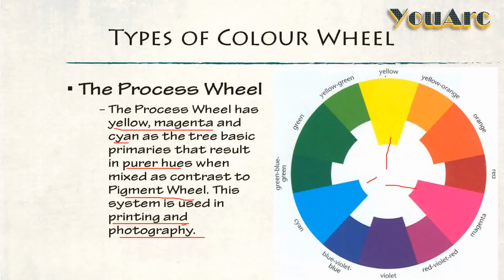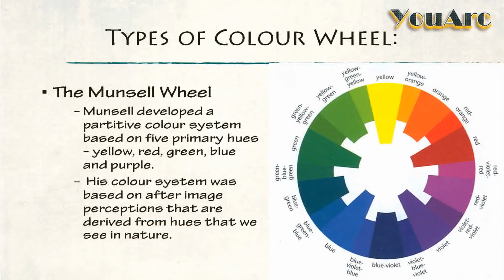So moving on to the next one, let's see what the Munsell color wheel is. Munsell developed a partitive color system based on five primary hues. What are they? Yellow, red, green, blue and purple. His color system was based on afterimage perception derived from hues that we see in nature. About afterimage perception, let's deal with that in a later video.